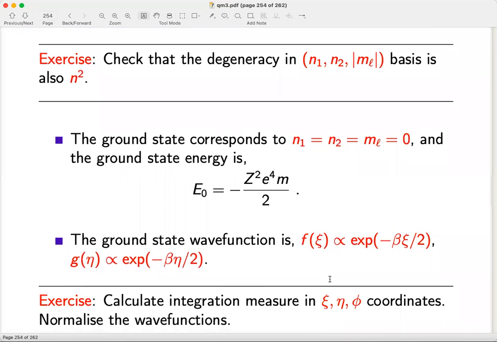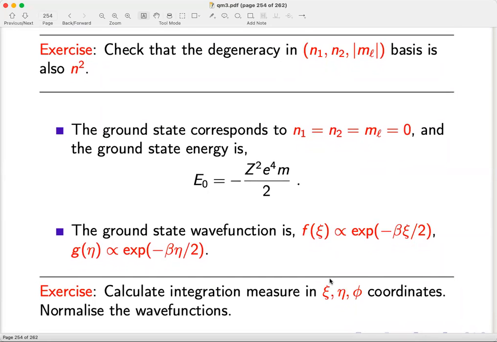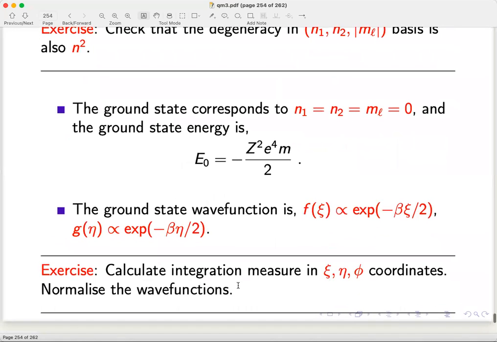Okay, fine. So here's another exercise. What you can do is to determine the integration measure in the xi-eta coordinate system. Remember, the integration measure in the Cartesian coordinate system is trivial, right? dx dy dz. And there is no additional factor sitting around. And you know how to write down x, y, z in terms of psi, eta, and phi. So you can use that relation and determine what is the integration measure, or what is the definition of a volume element in xi, eta, phi coordinate system.